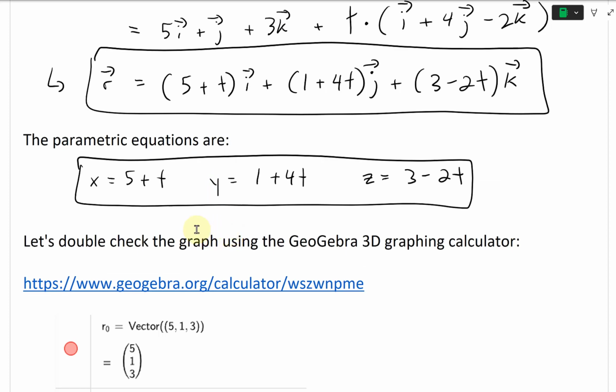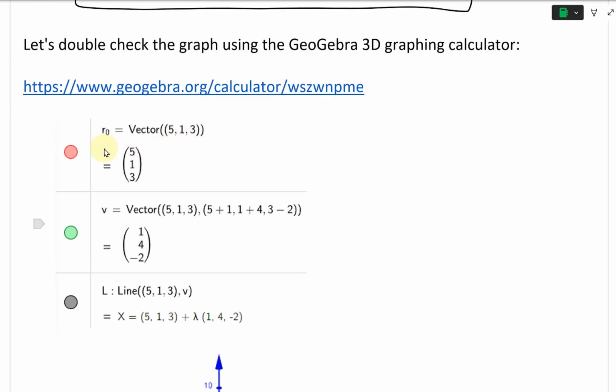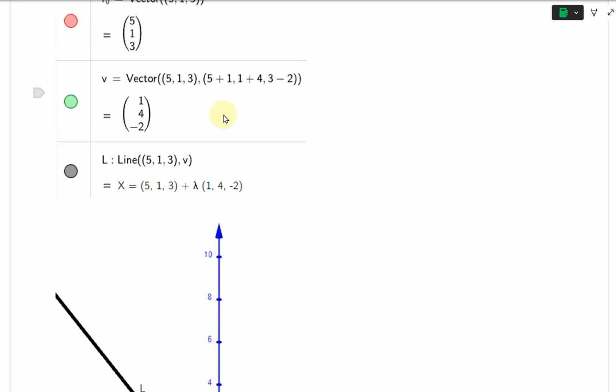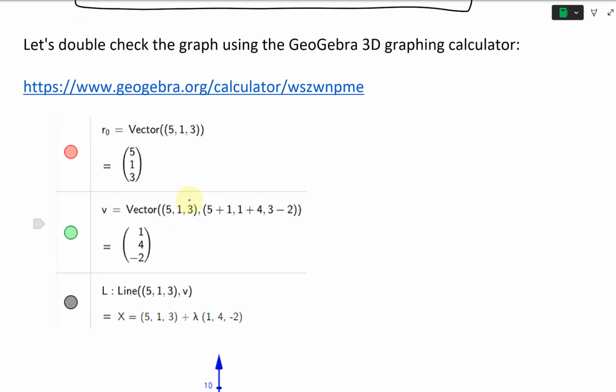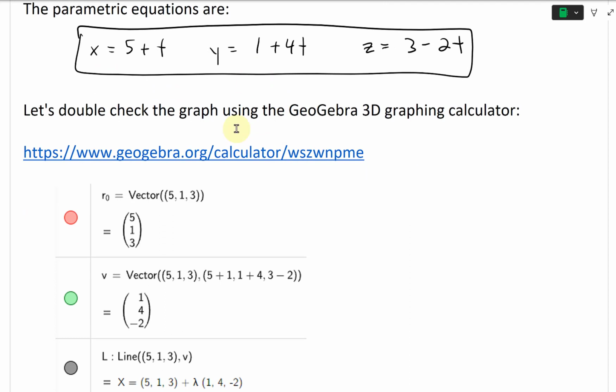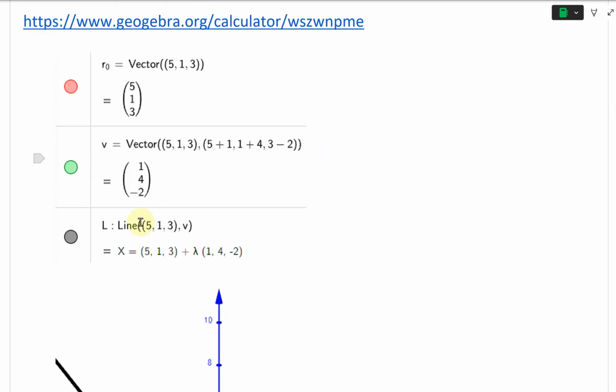And now as a double check, we could check the graph using the GeoGebra 3D graphing calculator. Here you can write this in vector form as r0 = (5, 1, 3) like this. Here are the inputs I did. And then you could put the vector right here, this is for the parallel vector. Then t is equal to 1 there. So yes, 5 plus 1, t is 1. 1 plus 4 times 1 is like this. And then it correctly solves it as 1, 4, -2, exactly as this. Anyways, and there's the line right here.